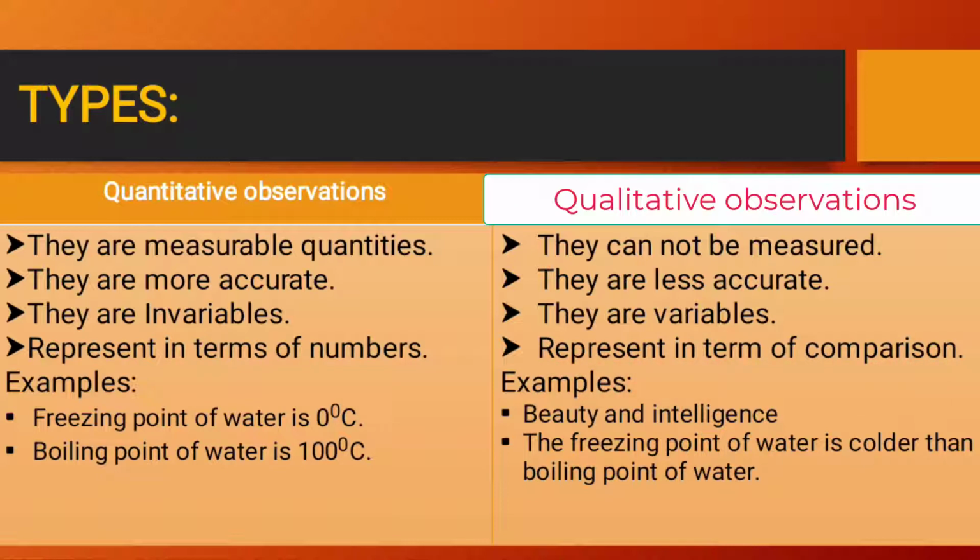Examples of quantitative observations are freezing point of water is 0 degrees Celsius, while boiling point of water is 100 degrees Celsius. While examples of qualitative observations are beauty and intelligence. Second example is the freezing point of water is colder than boiling point of water.